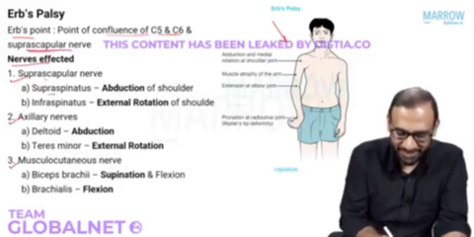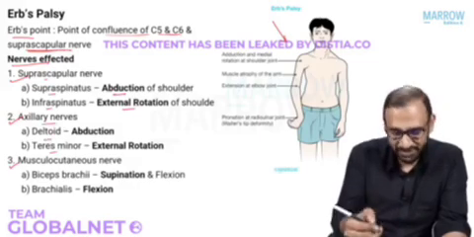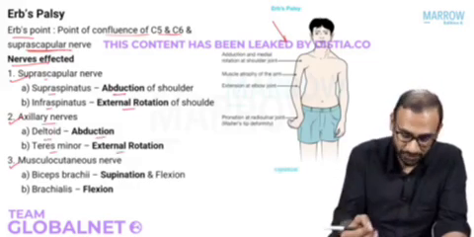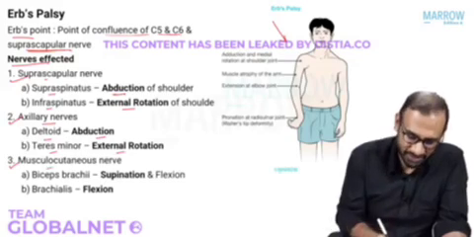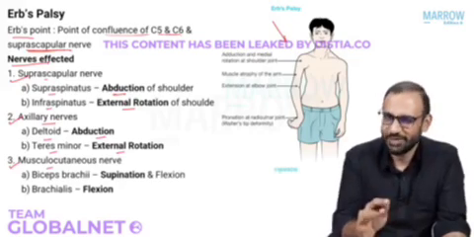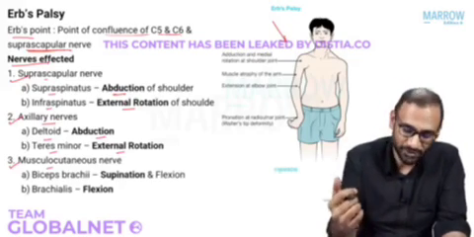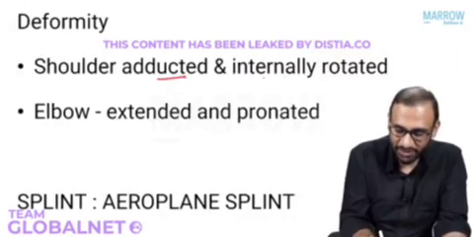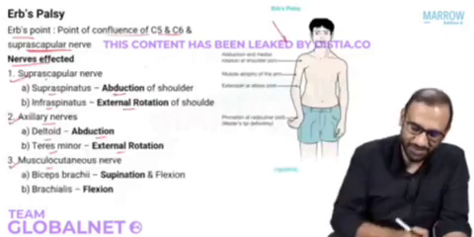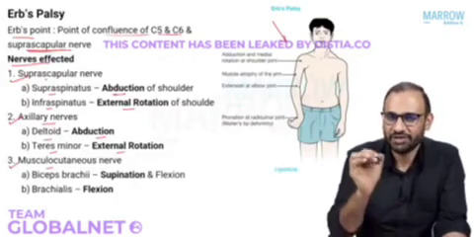Suprascapular supplies supraspinatus and infraspinatus, whose actions are abduction and external rotation of the shoulder. Axillary nerve supplies deltoid and teres minor, whose action is to abduct and externally rotate the shoulder. Musculocutaneous supplies brachialis and biceps brachii, whose actions are to flex and supinate respectively. These actions are lost, and when these actions are lost, the shoulder will go into adduction and internal rotation, the elbow will go into extension, and the forearm will go into pronation. This deformity is known as policeman's tip, waiter's tip, or porter's tip deformity.